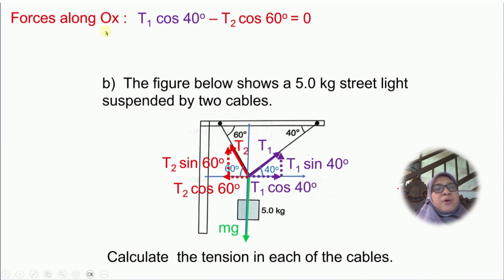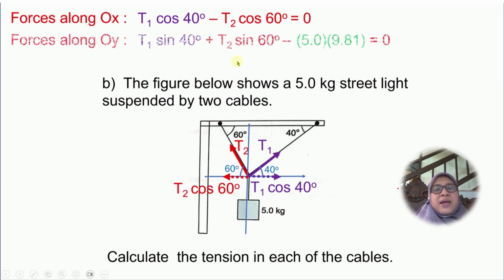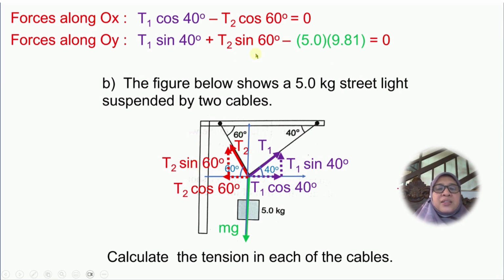Next, we total up all the forces along X. So we have T1 cos 40 degrees minus T2 cos 60 degrees, because one is left, one is right. So one positive, one negative, and total them up they equal 0 because they are in equilibrium. Next, along Y, we have T1 sin 40 degrees plus T2 sin 60 degrees, which is upward so positive, then minus mg because mg is downward. So we form two equations.